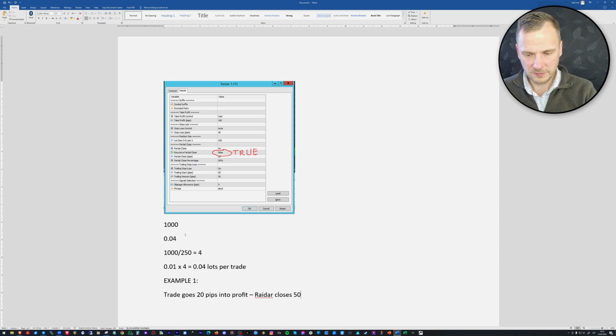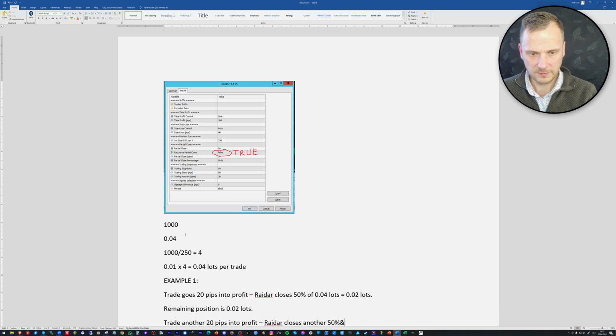Raidar closes 50% of 0.04 lots. This equals 0.02 lots. Remaining position is 0.02 lots. Trade goes another 20 pips into profit. Raidar closes another 50%. Now this time it is from 0.02 lots, because this is the remaining lot size. This equals 0.01 lots.